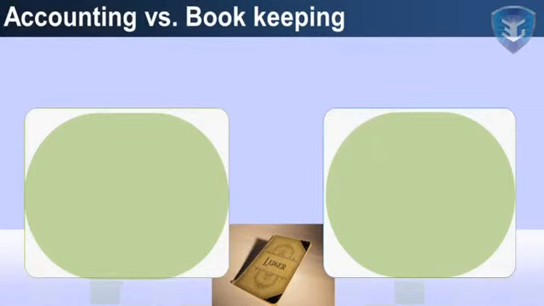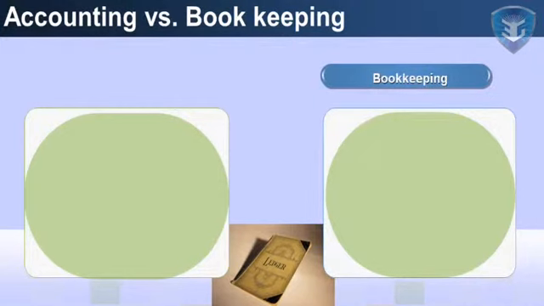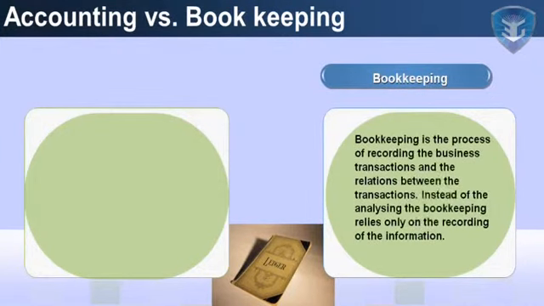Accounting versus bookkeeping. What is bookkeeping? Bookkeeping is the practice of recording transactions. Bookkeepers tend to focus on the details, recording transactions in an efficient and organized manner, and they may or may not see the overall picture. Accountants use the work done by bookkeepers to produce and analyze financial reports.